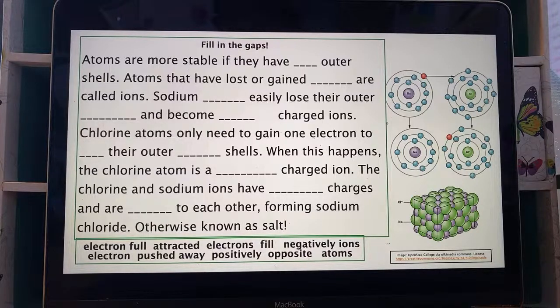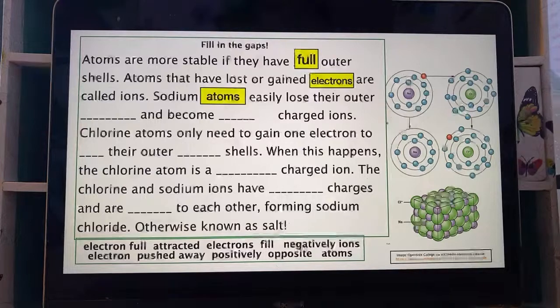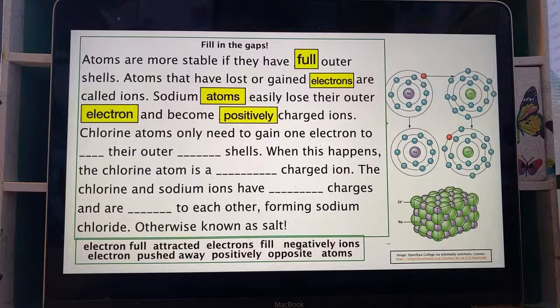Okay, atoms are more stable if they have, so the outer shell is obviously the one on the outside. If that is full, then atoms are more stable. Atoms that have lost or gained electrons are called ions. Well done if you got that. It's not protons. If they lost a proton, they would be a totally different atom. Sodium atoms easily lose their outer electron. So if they've lost an electron, are they going to be positive or negative? So an atom loses an electron. It loses a little bit of negativity, so it becomes positively charged.